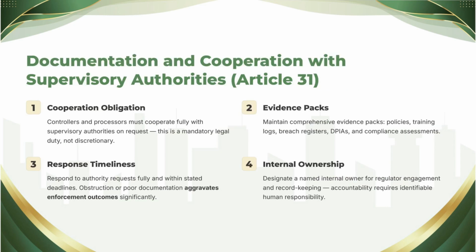Let's talk about the shortest article in this chapter and the professional discipline it implies. Article 31. The controller and the processor shall cooperate on request with the supervisory authority in the performance of its tasks. One sentence, yet it defines how the entire relationship with regulators works in practice.